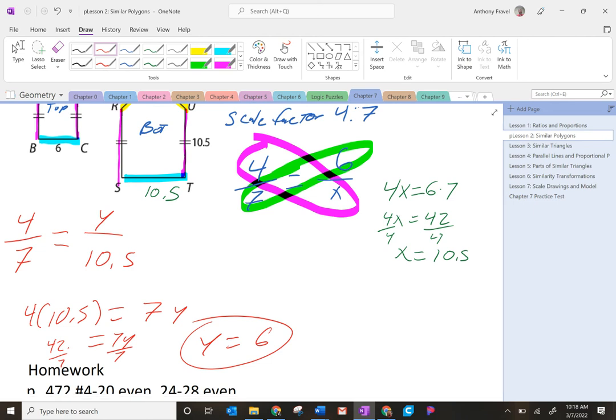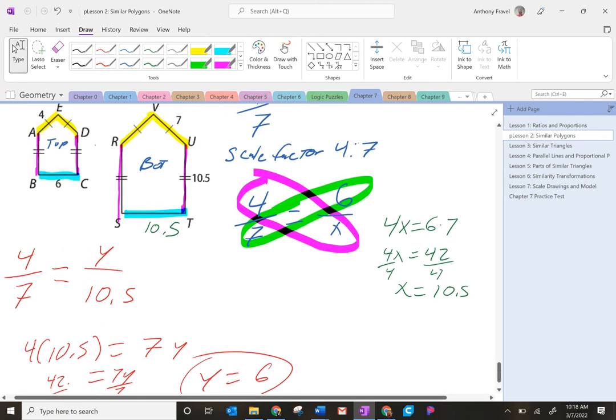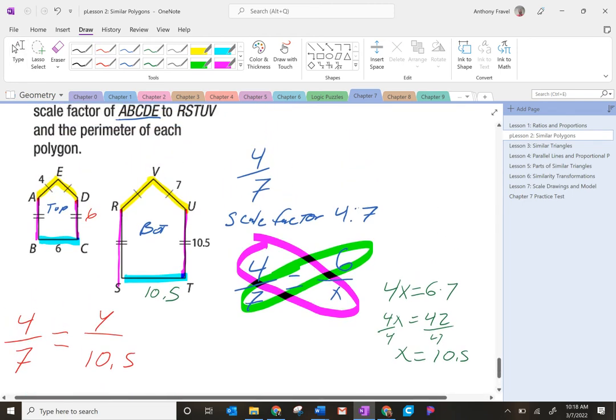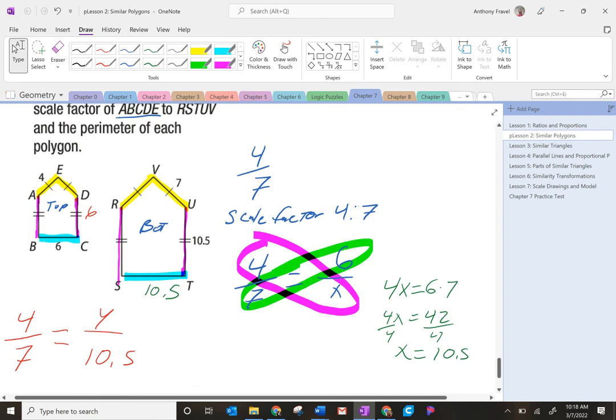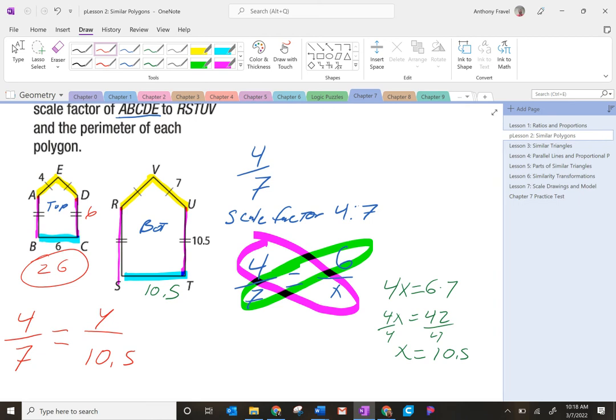The last part they asked, though, was what is the perimeter? It says, what's the perimeter of each polygon? How do I figure out the perimeter? Add all the sides. Okay, so this one would be 6 plus 6 plus 6 plus 4 plus 4. Okay, do all the math on that one. This one's going to come out to 26. Okay, if I do the other one, I got 10.5 plus 7. That one is going to come out for my perimeter to 45.5.